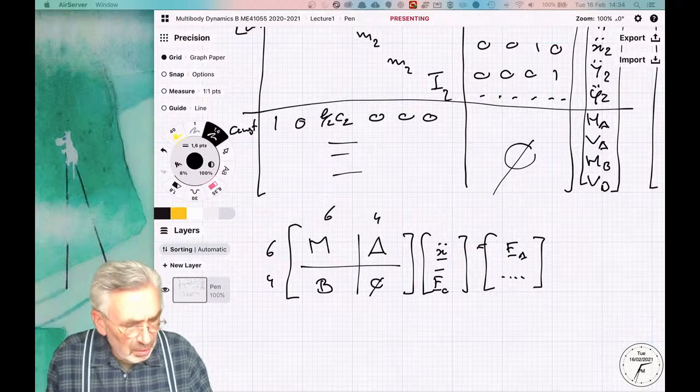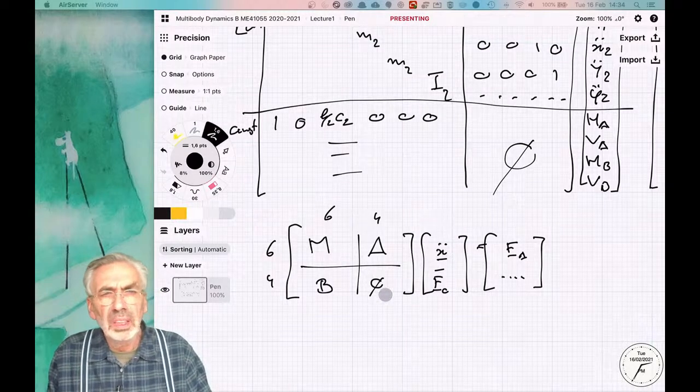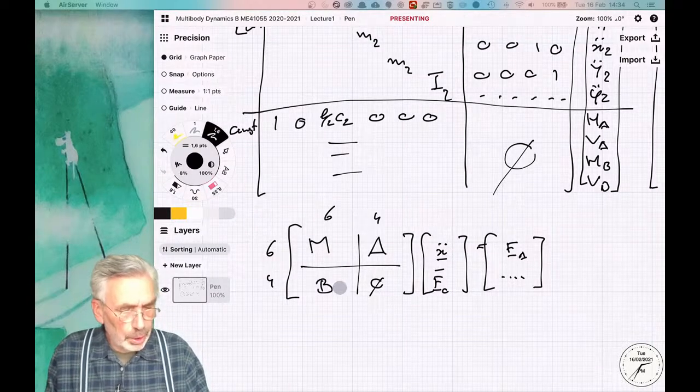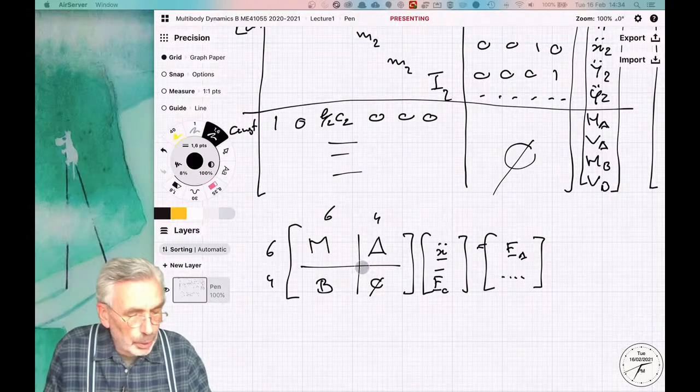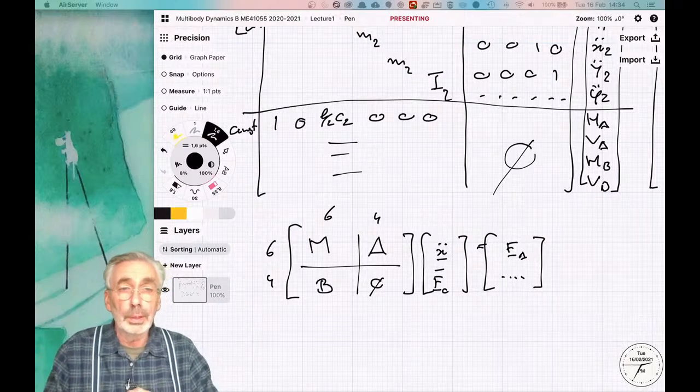I'm a bit scared because there are zeros here, but on the other hand there are no zeros here, or at least I think. So maybe in the process of solving this we will get numbers on the diagonal and then we get a solution.